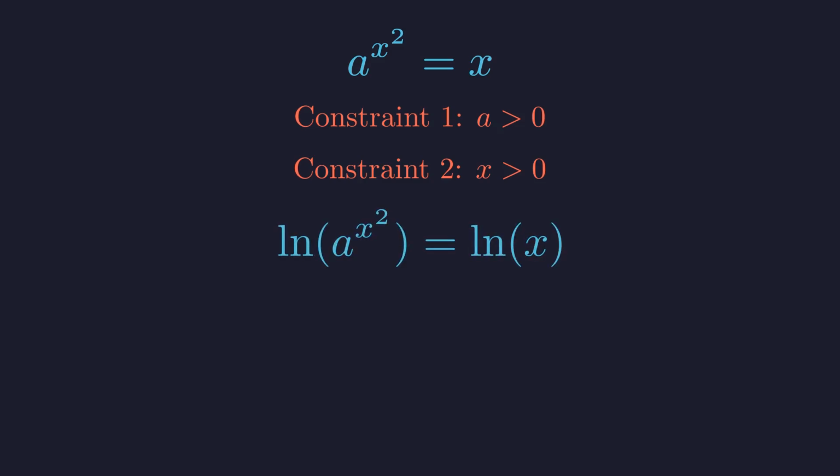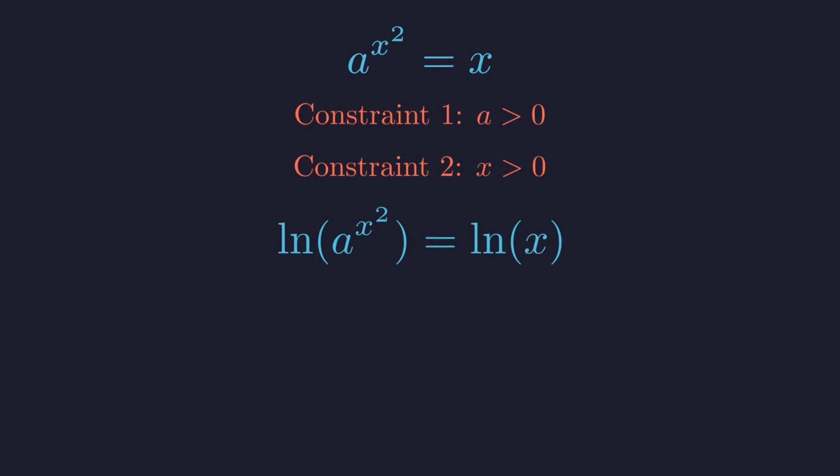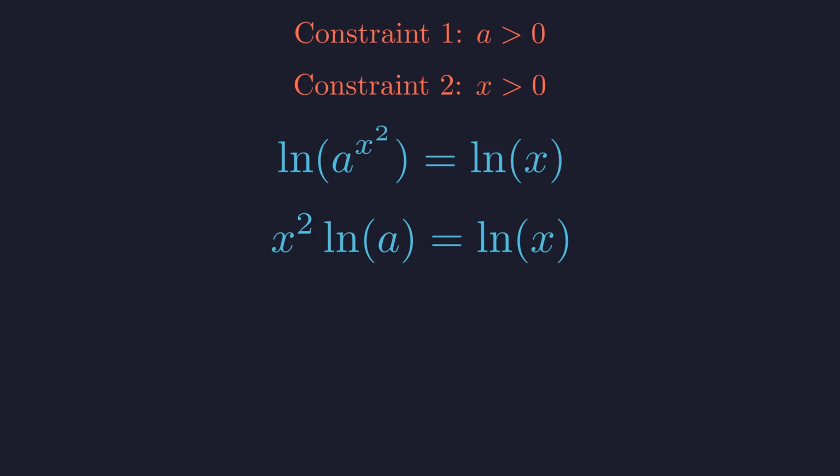The standard approach for an unknown and an exponent is to take the logarithm of both sides. We will use the natural log. Using the power rule, we bring the exponent down, and here we reach a critical impasse. You cannot isolate x using elementary algebra. A polynomial term and a transcendental term cannot be combined. Standard algebra fails.